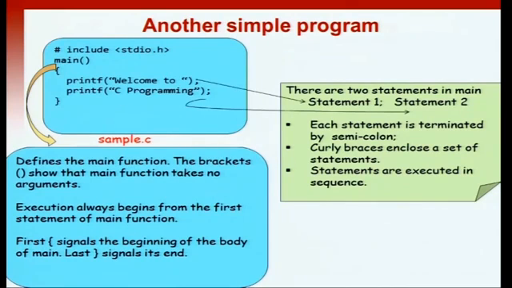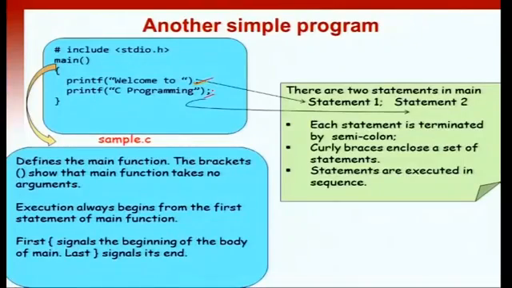Each statement, as I said before, is terminated with a semicolon. So this is the first semicolon and this is the second semicolon. The first semicolon says that the statement printf welcome to ends at that point, and then followed by the second statement, and the second statement is also terminated by a semicolon. Every statement in C is terminated with a semicolon. Curly braces enclose a set of statements, and each statement in a sequence is executed in the exact sequence that we wrote in the code.